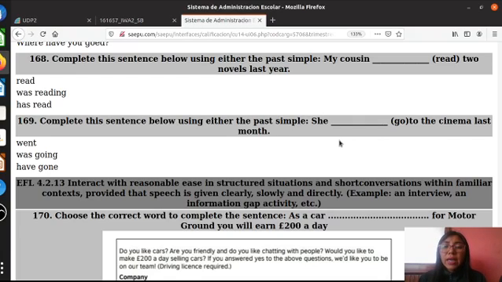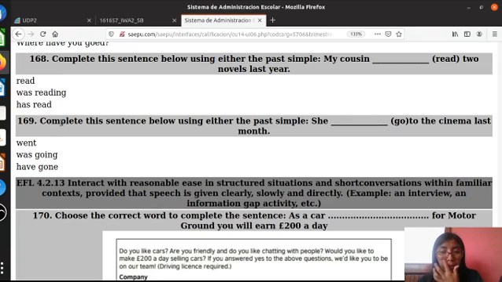Okay. Aquí lo que usted tiene que hacer énfasis y poner atención es la instrucción, ¿no es cierto? ¿Qué me dice la instrucción? Completar con past simple. So, the only answer that you can use is the first. My cousin read 2 novels last year.